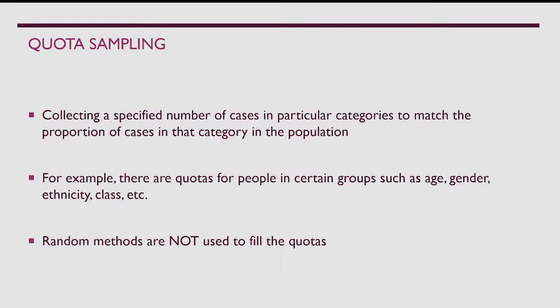So quota sampling, you collect a specified number of cases in particular categories to match the proportion of cases in categories in the population, right? So basically, you're wanting to interview Edmontonians, and from the Edmonton City Census, 40% or 50% of the population is white, and they're stratified into these age groups. So you go and you do your sample, right?